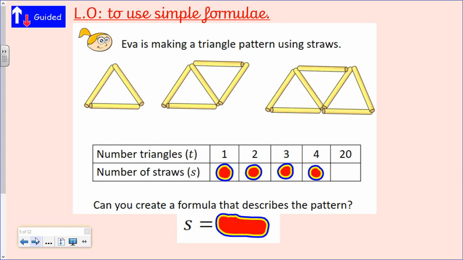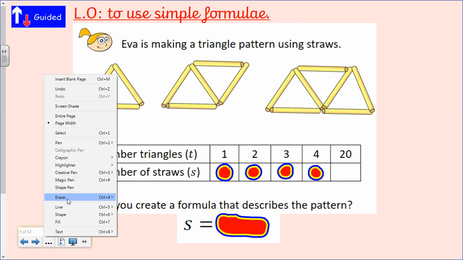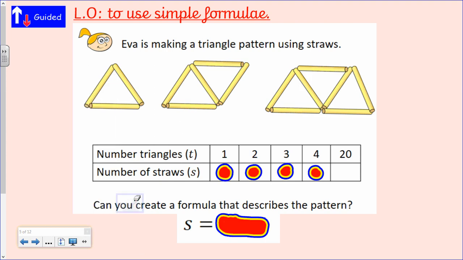Right, we'll have a look at Eva then. So Eva is making a triangle pattern using straws. So for one triangle, I'm not going to make the same mistake again, I'll get the rubber this time. For one triangle, hopefully you can see there are 3 straws.